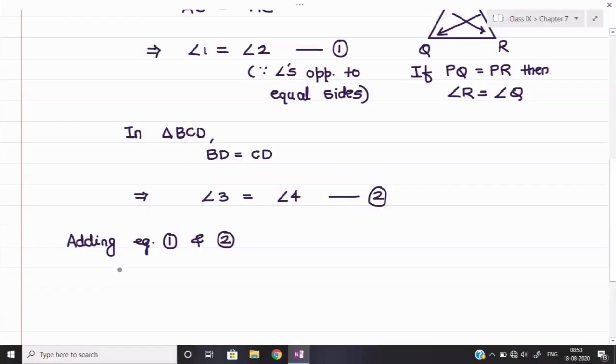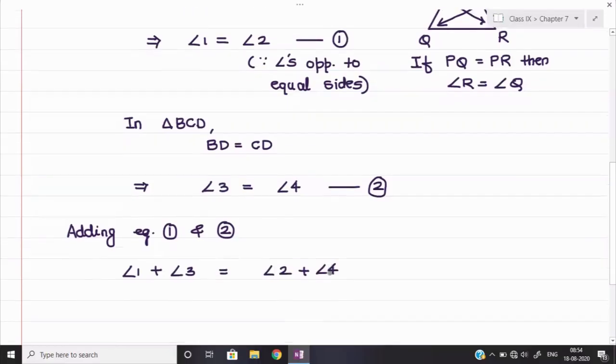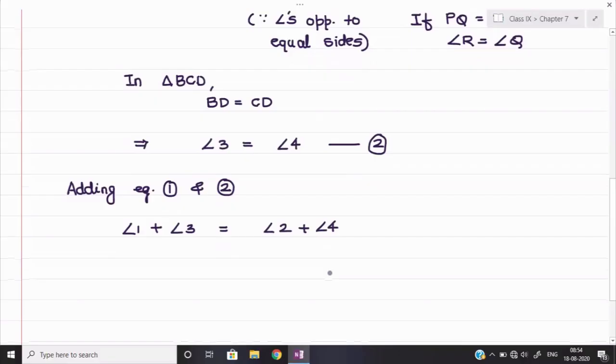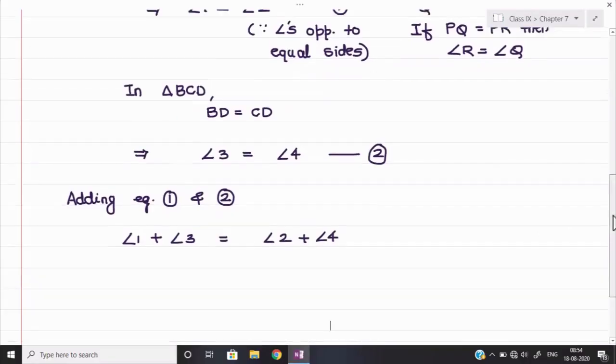Both the equations we can add. Remember, when you are adding both the equations, the left hand side of the two equations would be added to each other. Similarly, the right hand side of both the equations will be added. So here we shall add angle 1 with angle number 3, and similarly we shall add here angle number 2 plus angle number 4. Right?